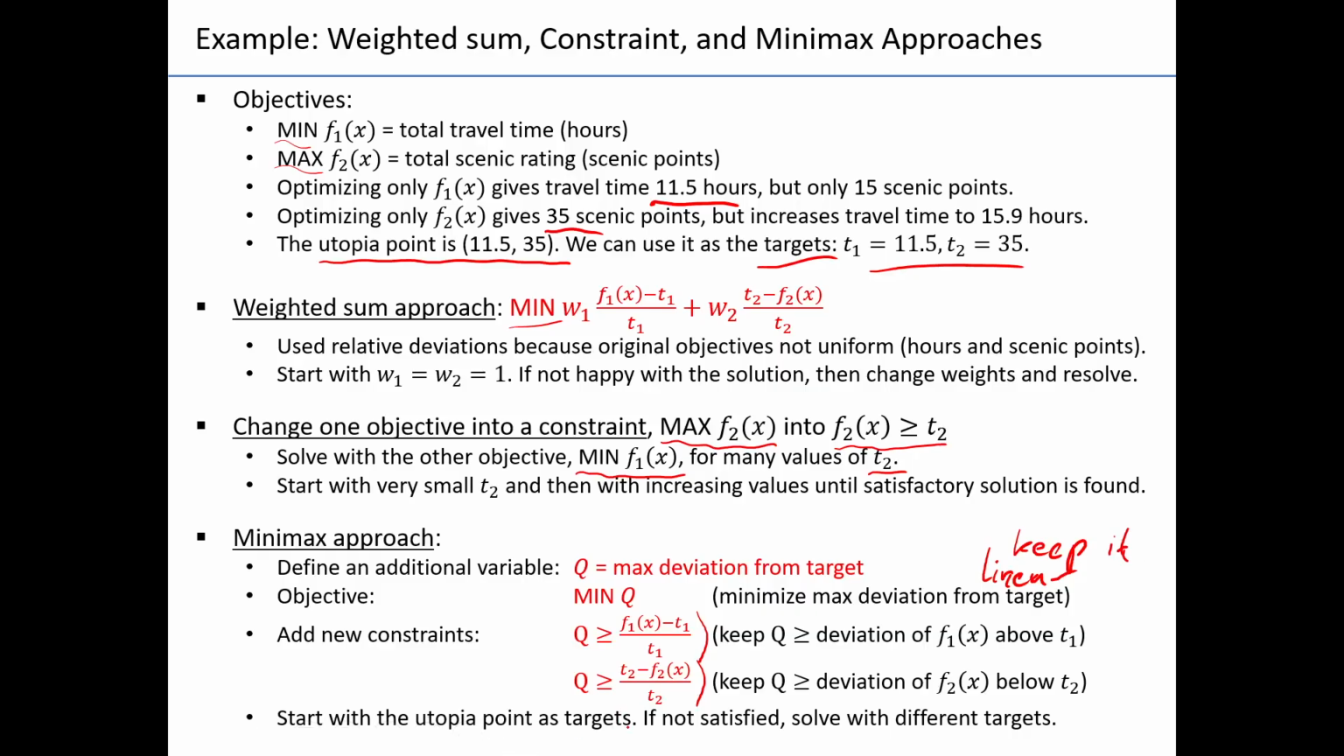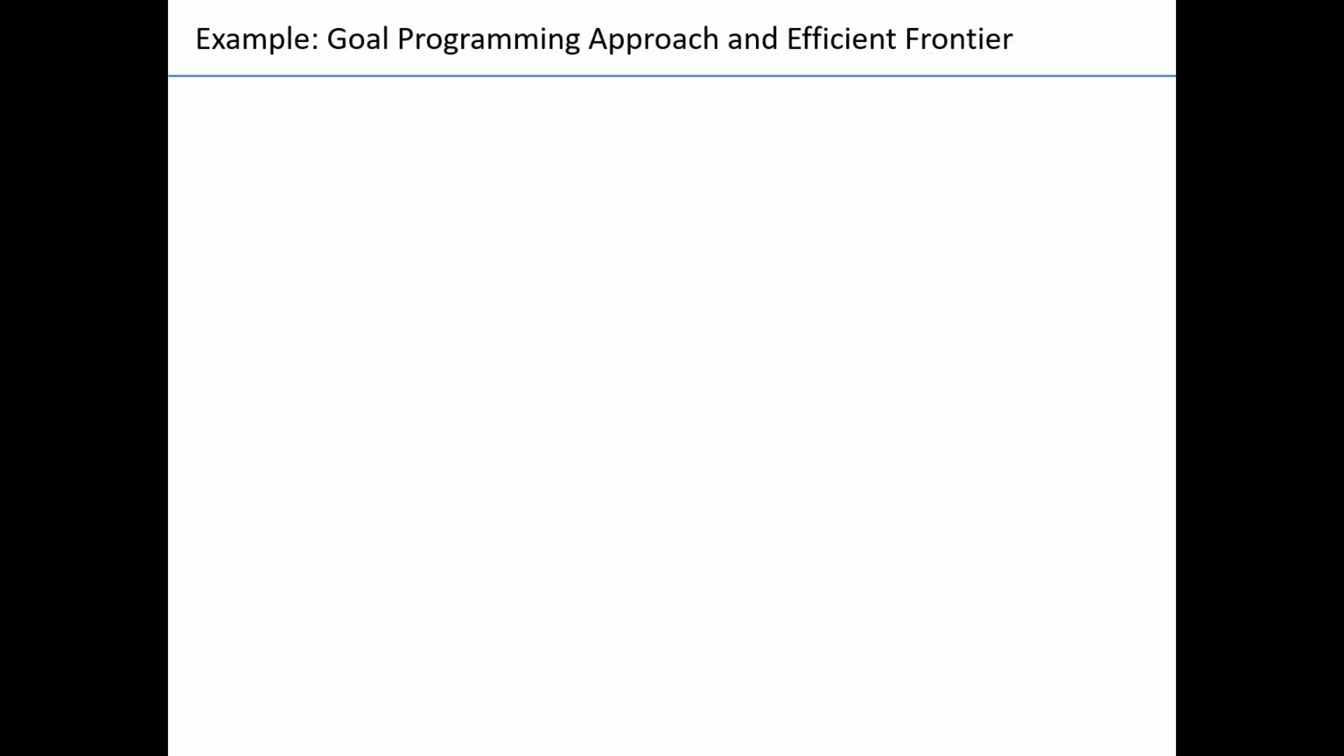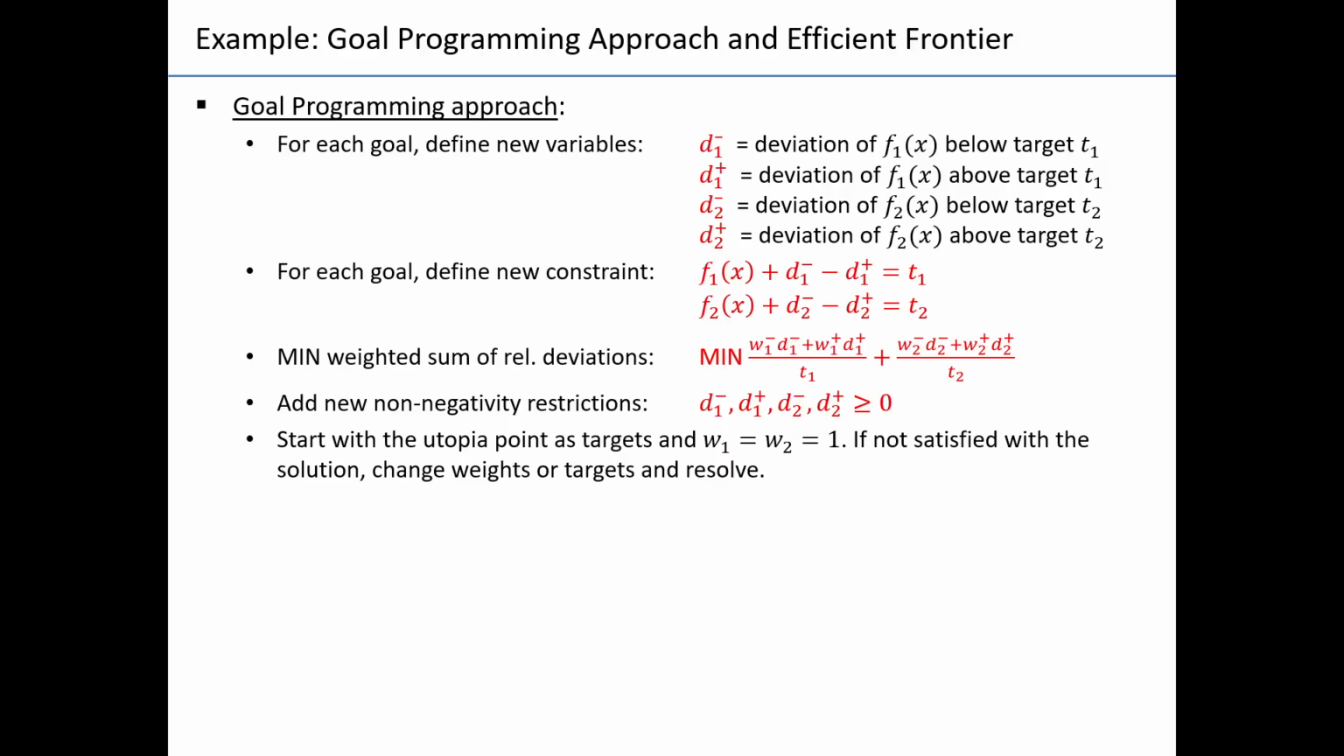Okay, and again, we started with utopia as the targets, but then we could change the targets to another value. In this case, there were no weights, just the two targets in this model. So depending on the model, we have different parameters that are used by the decision maker to adjust which solution is selected, to somehow tell the model, I prefer this or I prefer that, by adjusting the targets or adjusting the weights.